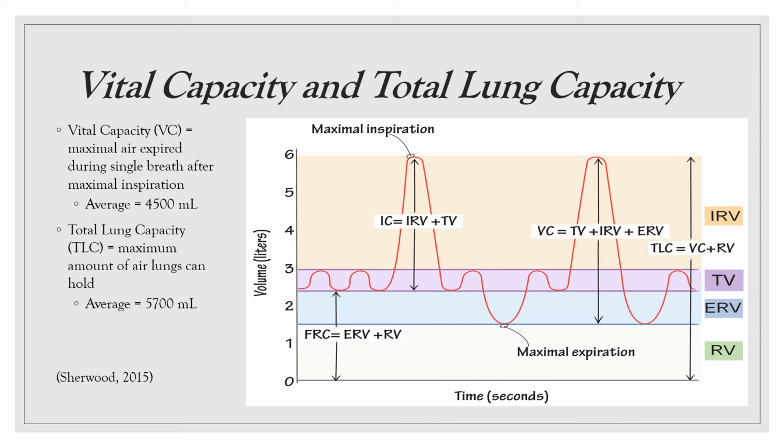The final lung capacity we are going to talk about in this brief lecture is the total lung capacity. This is the maximum amount of air that the lungs are capable of holding. The average volume in a healthy individual is 5,700 milliliters.